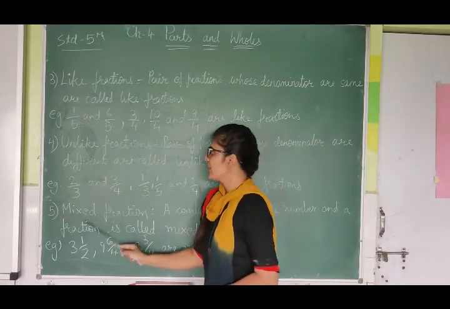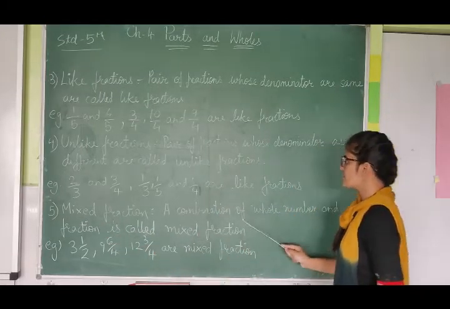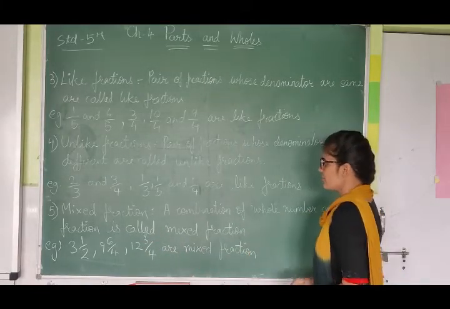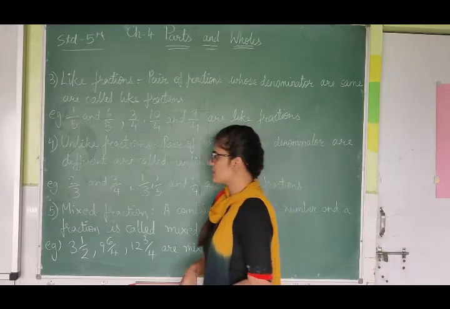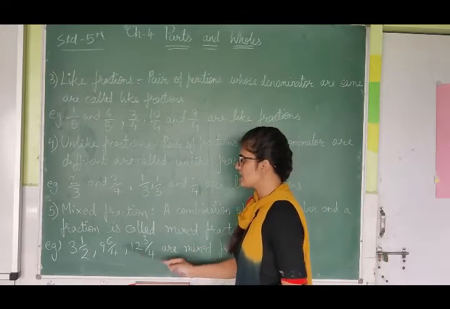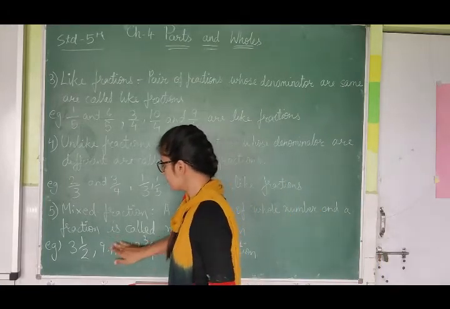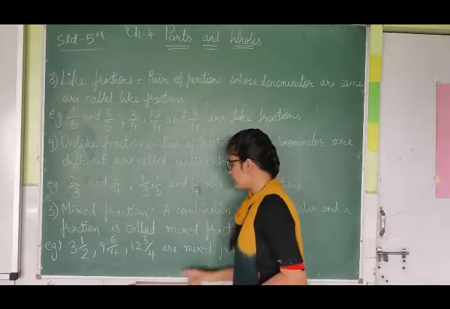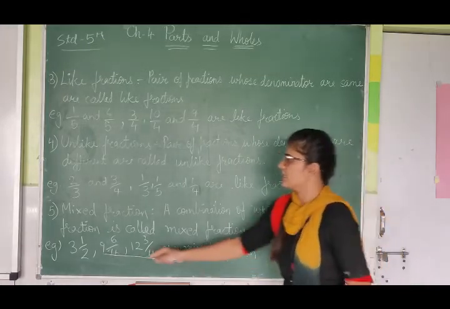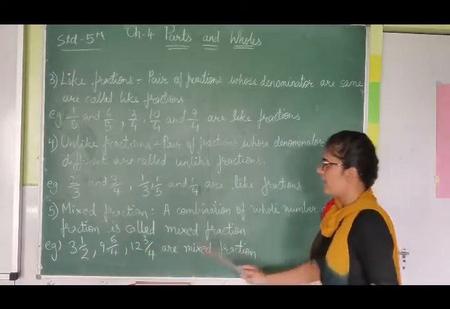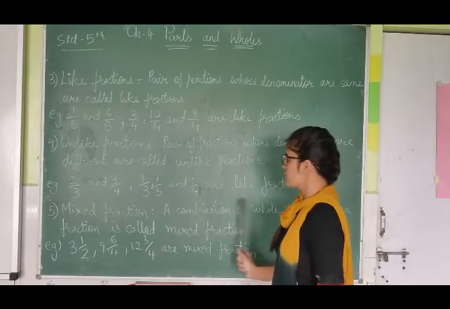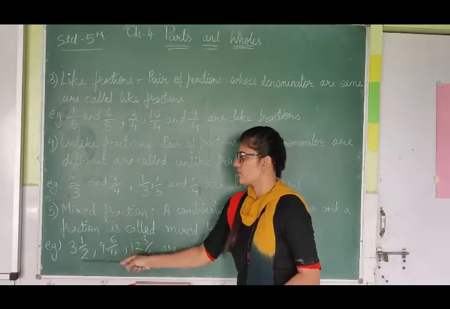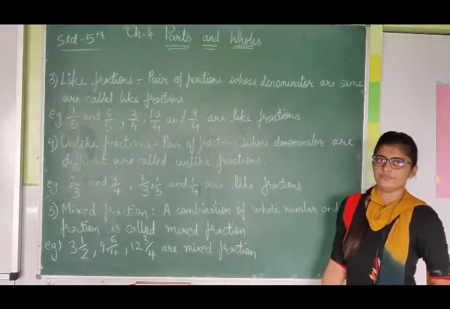Now fifth, mixed fraction. A combination of a whole number and a fraction is called a mixed fraction. Here you can see the examples, 3 1 by 2, 9 6 by 4, 12 3 by 4 are mixed fractions. You can see 3 which is a whole number and 1 by 2 is a fraction. So a combination of 3 and 1 by 2, means a whole number and a fraction, is called a mixed fraction.